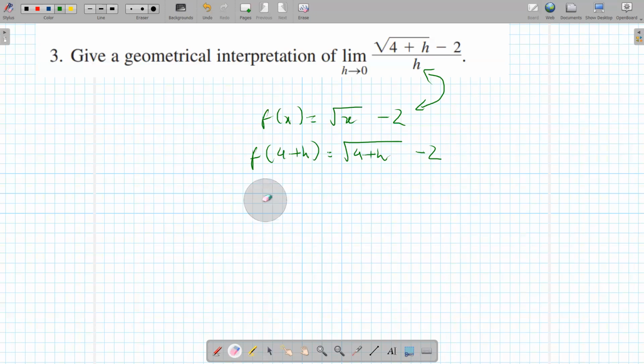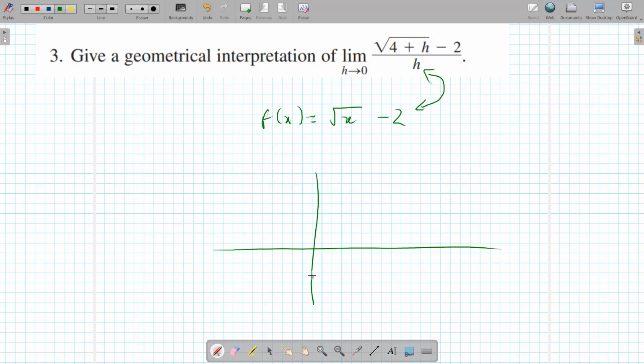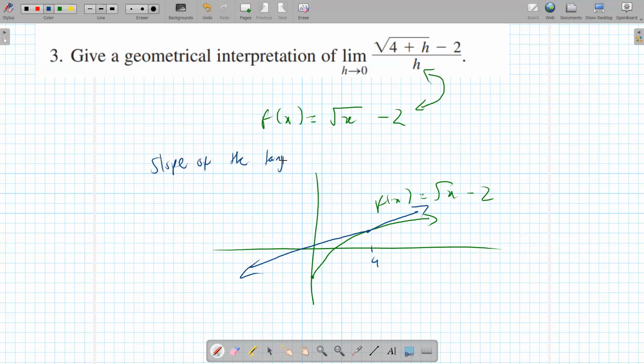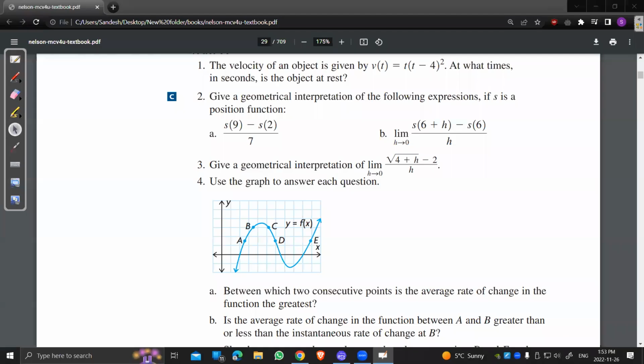So what does that mean though? It means we have this square root function going 2 units down, so it's going to look like this. This is our f of x, the square root of x minus 2. And this means the instantaneous slope when the x value is 4. So this means the slope of the tangent line when x is 4. It's weird, isn't it? Don't worry too much about this. That was just a trick question.